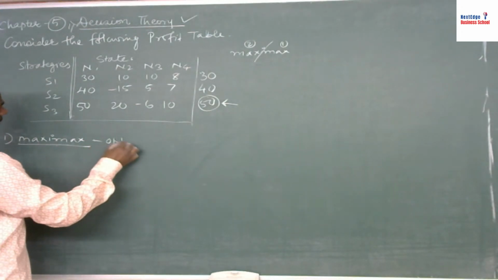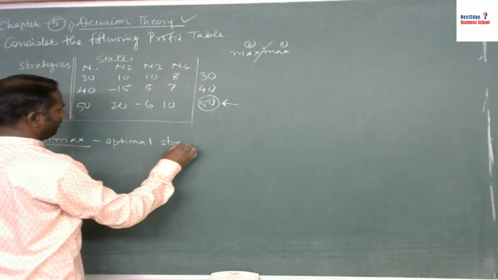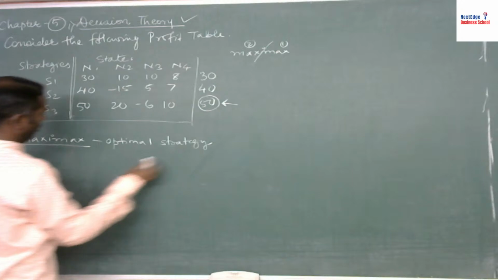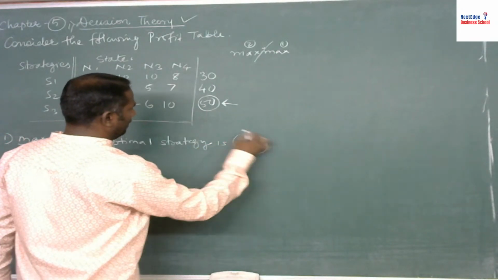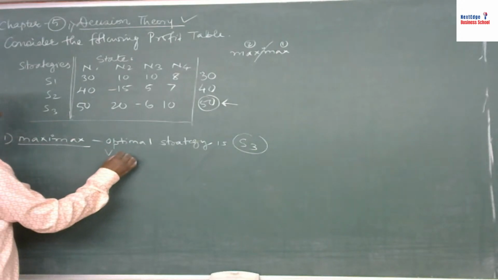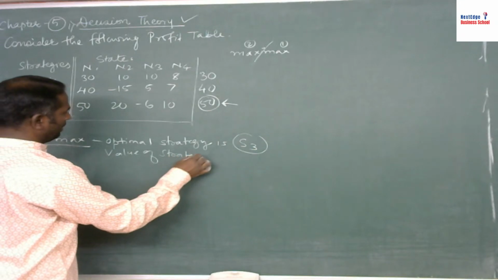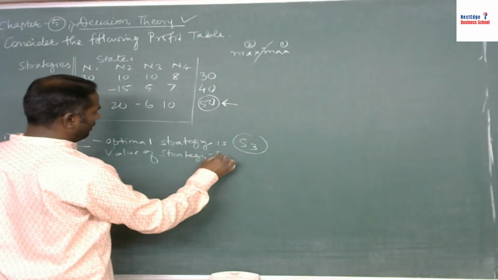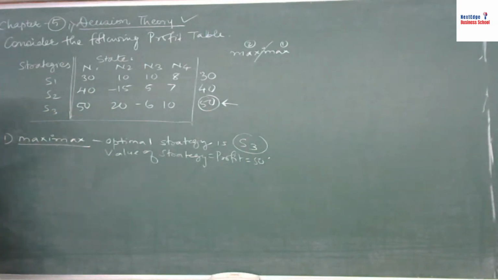And now you can say in maximax the optimum strategy is, कौन सा optimum strategy है? S3. Optimum strategy is S3 and the value of the strategy is कितना आ रहा है? 50. Value of strategy बोल रहा है, profit बोलो, right? Strategy या profit बोलो कितना है? 50. This is the first thing which we have solved.